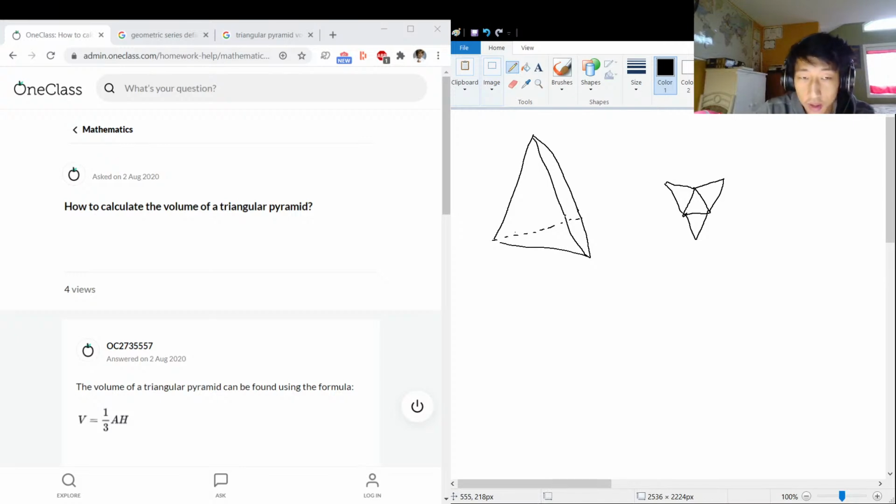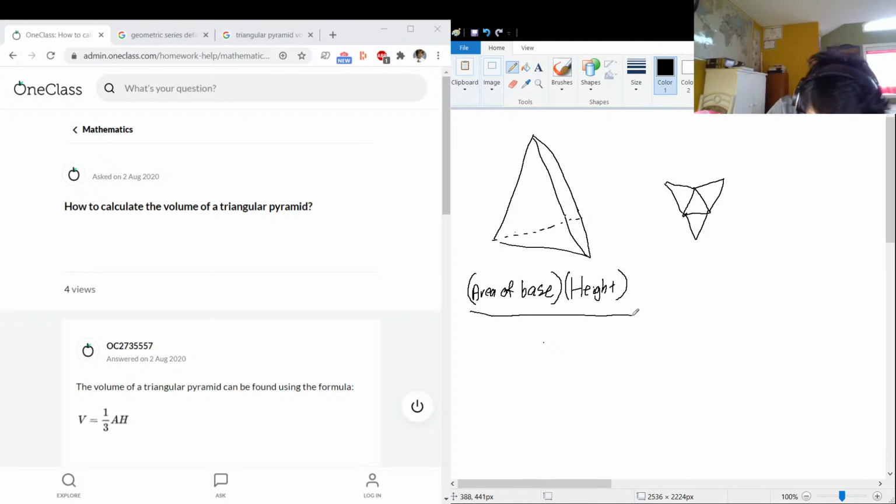Okay, so to find the volume of a pyramid is really just simple. We find the area of the base times the height, divide that all by 3, and that is the volume of the pyramid. It really is that simple. We can run through an example.